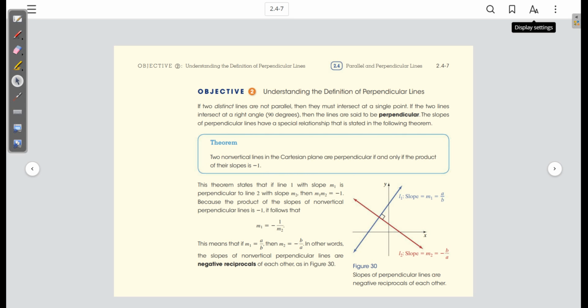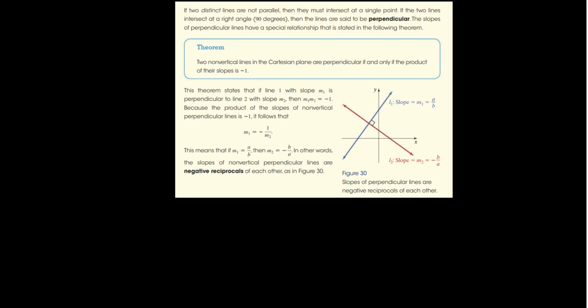All right, next up, so we talked about parallel lines, so now let's talk about perpendicular lines. If two distinct lines are not parallel, I told you at the beginning we have three options: parallel, perpendicular, or neither. Well, if they're not parallel, then they must intersect at a single point. We don't really know where without knowing the equations of the lines, but we know that they're going to intersect. And if the two lines intersect at a right angle, then the lines are said to be perpendicular.